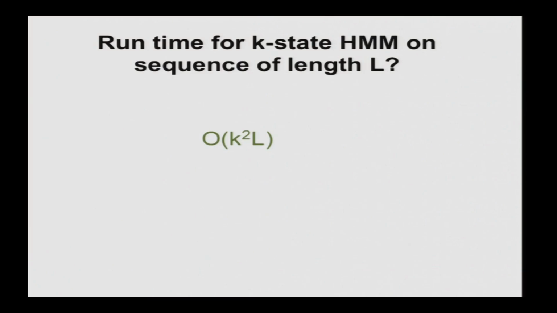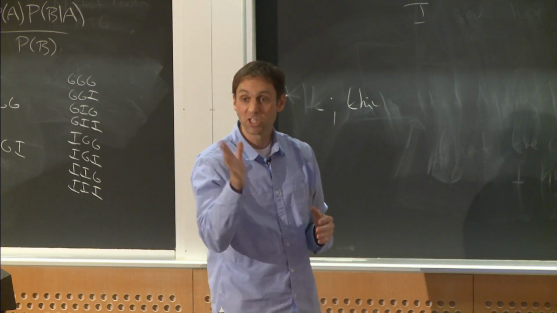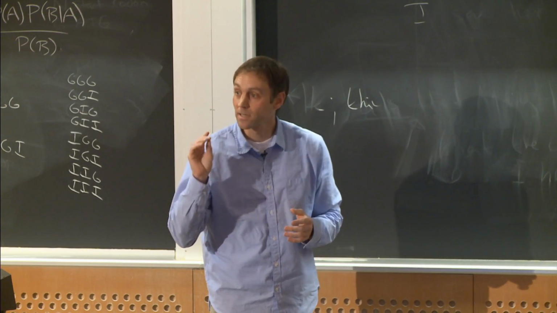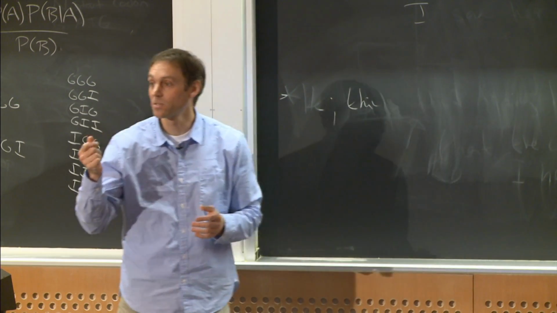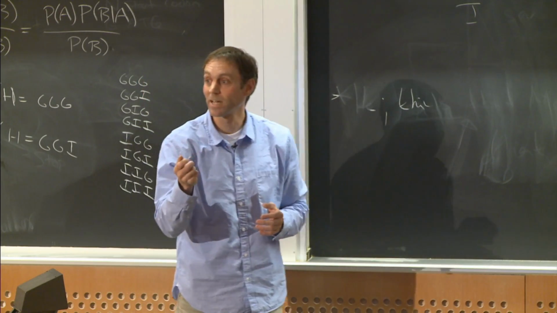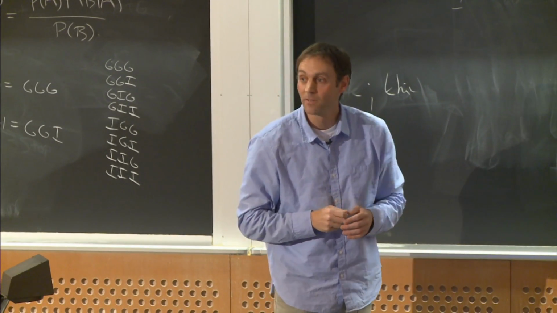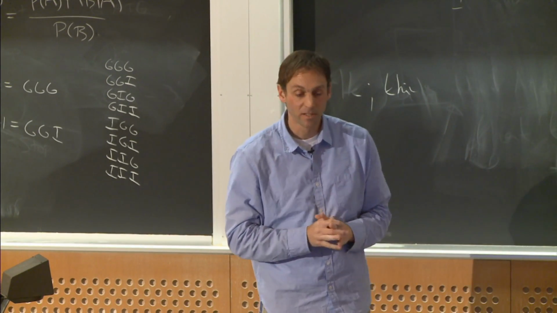K squared L. Is this good or bad? Fast or slow? I mean, it depends on the structure of your HMM. For a simple HMM, like the CpG island HMM, this is blindingly fast. The k squared is 4, right? So it takes the same order of magnitude as just reading the sequence. So it'll be super, super fast. If you make a really complicated HMM, it can be slower.